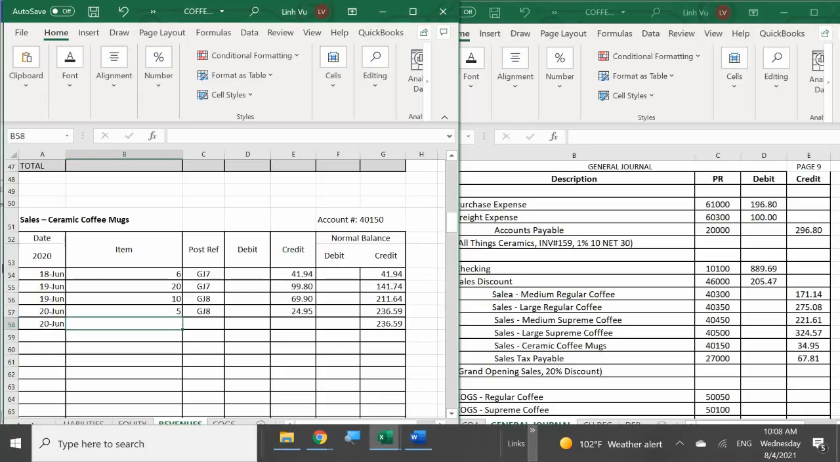So 620. 5 mugs. We sold 5 mugs. Okay. 434.95, which gives us a running balance of 271.54. Correct. 271.54.